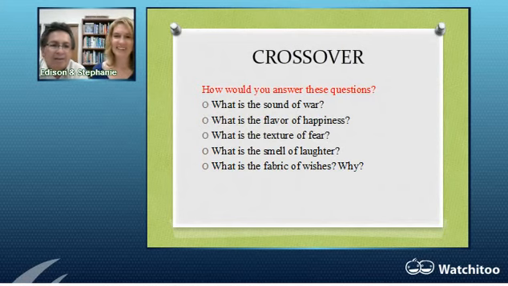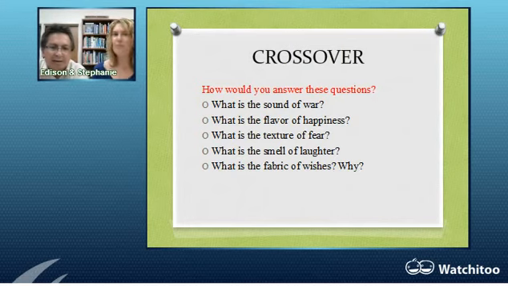What is the sound of? What is the flavor of happiness? What is the texture of fear? What is the smell of laughter? And what is the fabric of wishes? So you do these things, or you can also make it like a teacher I had when I was a student. He said, "What does love taste like? Or what does love smell like?" And then you make them write about those things. It's just the same thing, connecting things with the senses.